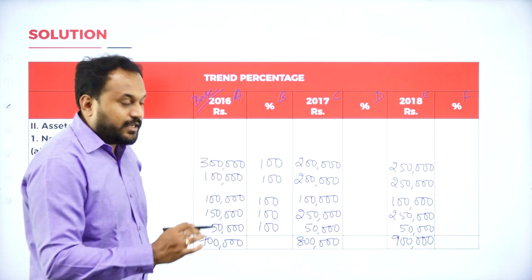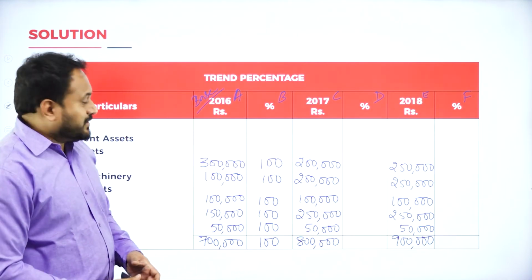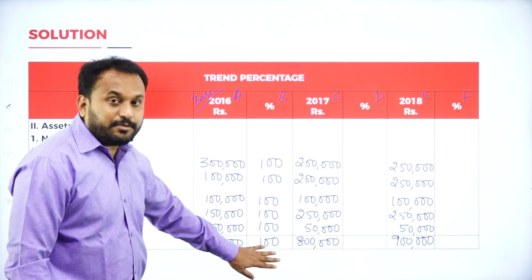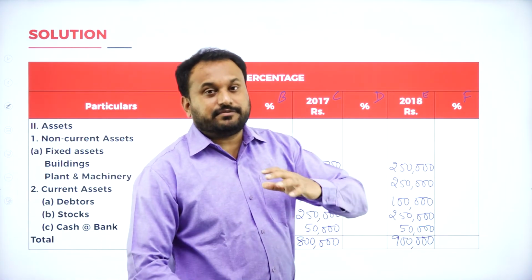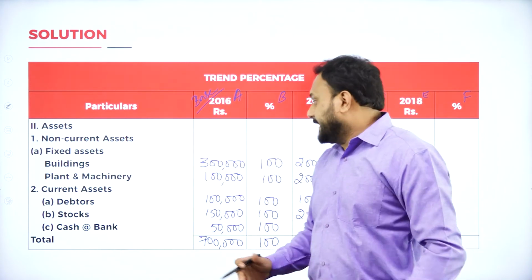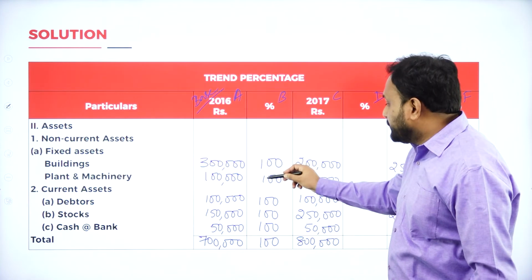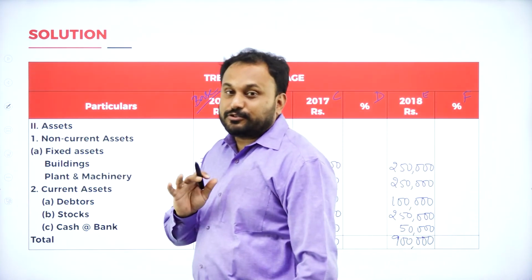Total, don't do that. It is 100 only. I've seen many of my students writing 100 plus 100 plus 100 plus 100 plus 100. I've told them n number of times, but when I start correcting the papers, they calculate everything and put the total as 500. It is wrong. You're not supposed to do that.